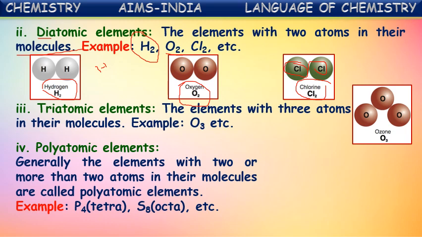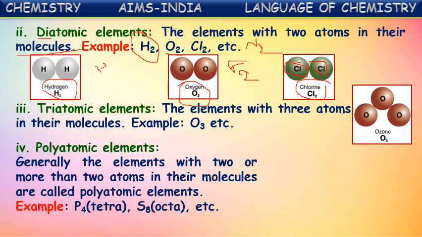Examples are H2, O2, Cl2. Still we have F2, which is also one more example. F2, Br2, I2, N2. The nitrogen molecule is also a diatomic molecule. Okay, these are some examples of diatomic elements.